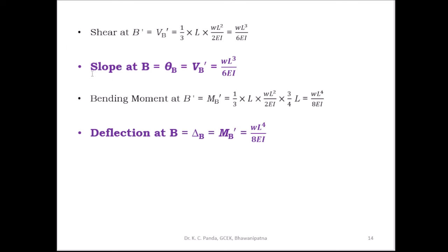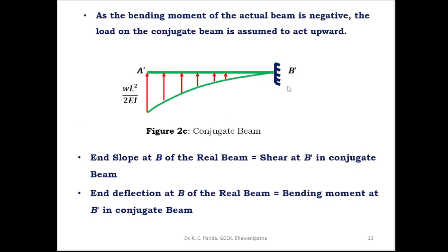As you know, in the original beam you have to find the slope at B, that is theta B, which is equal to the shear at B dash in the conjugate beam, equal to WL cube by 6EI. So this is the slope at B. Similarly, you have to find the bending moment at B dash in the conjugate beam, that is equal to the deflection at B in the original beam.